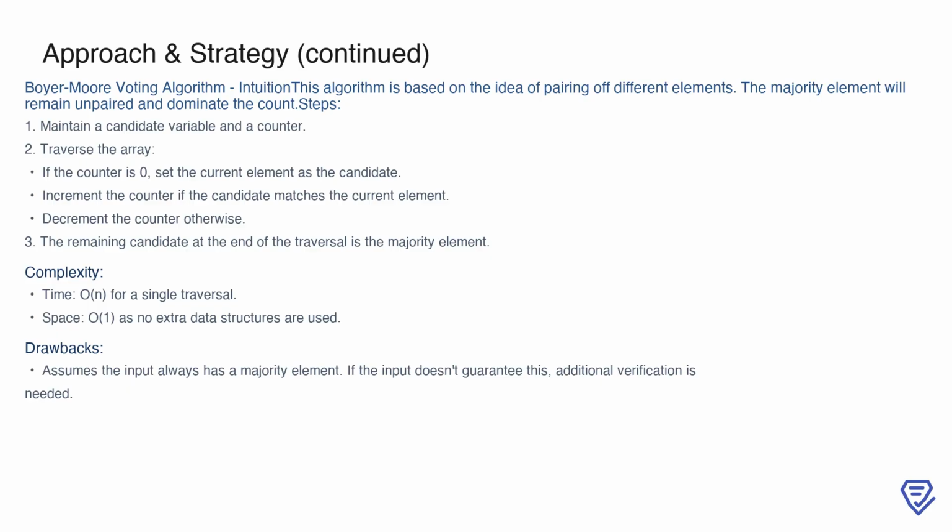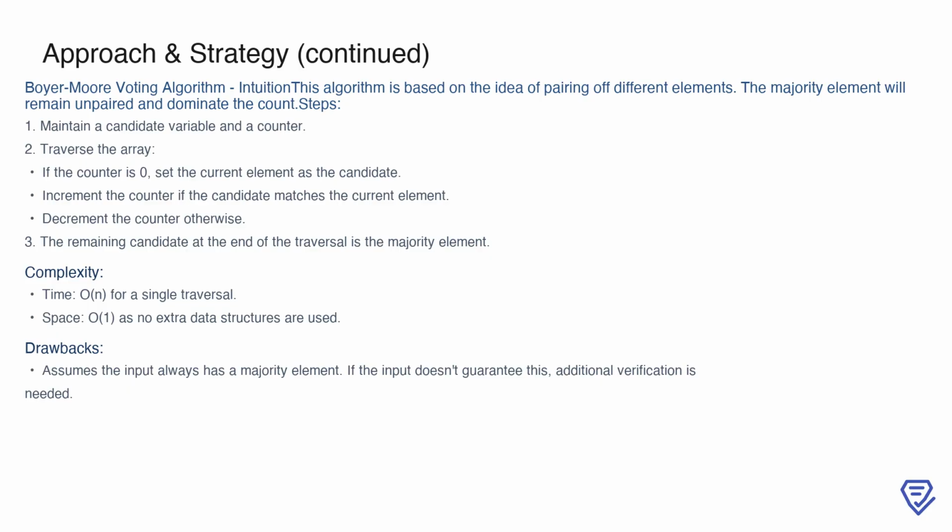To implement this, we maintain a candidate variable and a counter. As we traverse the array, we set the current element as the candidate if the counter is 0. If the candidate matches the current element, we increment the counter, otherwise, we decrement it. By the end of the traversal, the remaining candidate is the majority element. This approach achieves a time complexity of O(n), due to the single traversal and a space complexity of O(1), as no extra data structures are used.